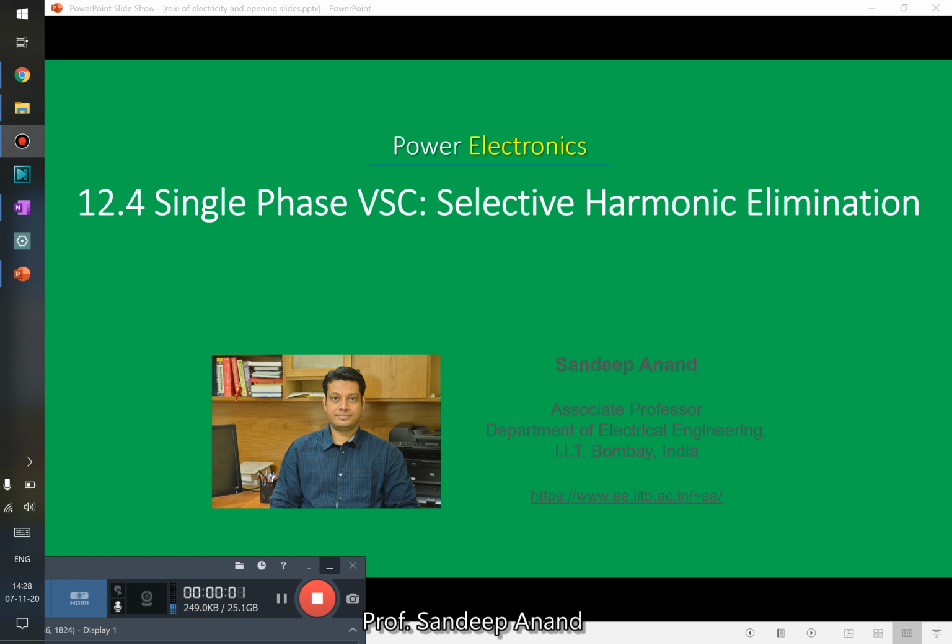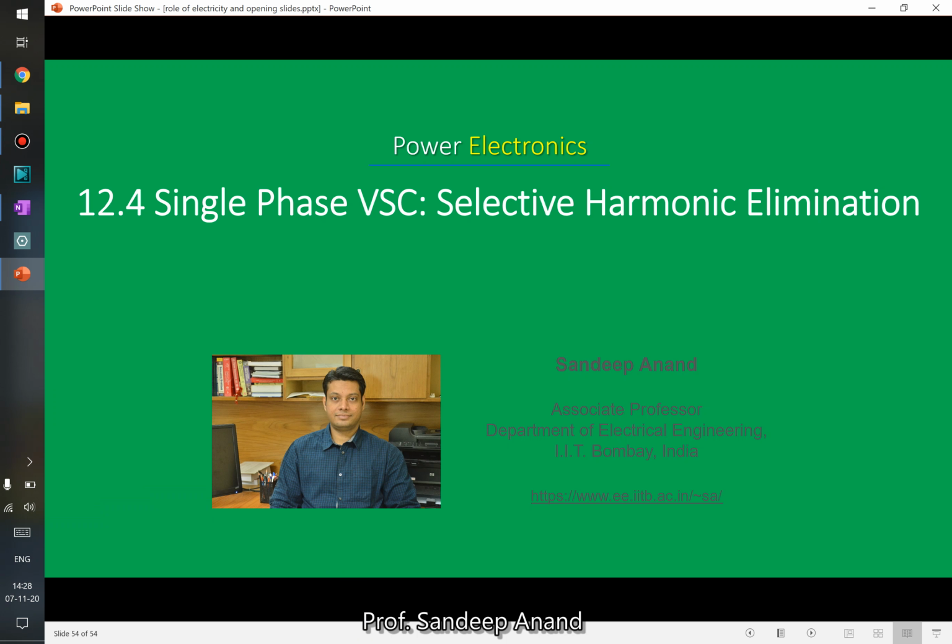Okay, so we saw two extreme modulation schemes, one using really high frequency, the other one using a fundamental frequency of switching. As we discussed, that fundamental frequency of switching creates a problem because then you have lower harmonics as low as third and fifth, which might be really difficult to filter out, and you might require a really large filter. So what we are going to see now is something called a selective harmonic elimination method, right?